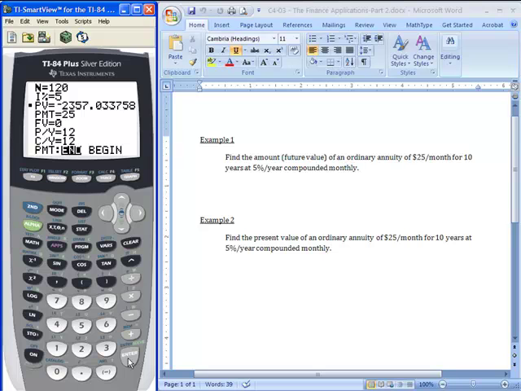So if you took out a loan for that amount today and got 5% interest, monthly compounding, and you were going to pay it off over 10 years, you'd have to pay $25 a month to pay it off. All right. So once again, you could go to the other screen and figure out that you paid a total of $3,000, and $3,000 minus the $2,357.03 would tell you how much interest you paid. This is the actual principal you paid on the original loan, and the difference between your payments and this is the interest. So you would have paid about $643 roughly in interest on that loan.